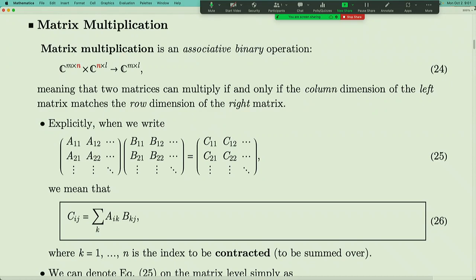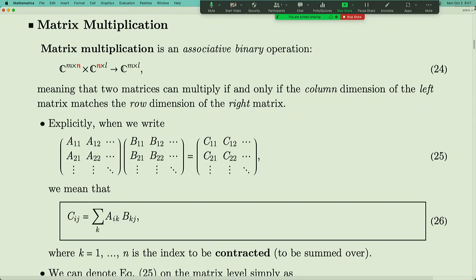Let me remind you, complex numbers you can add and multiply together, and then there's complex conjugation. Then we talked about linear algebra. You put a lot of complex numbers together, and you can form complex vectors or complex matrices. Last time we ended at matrix multiplication.